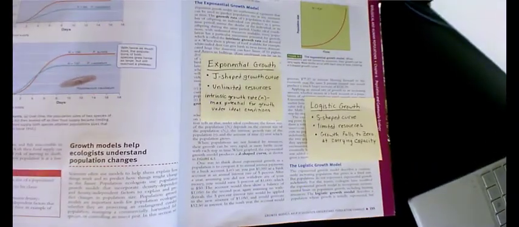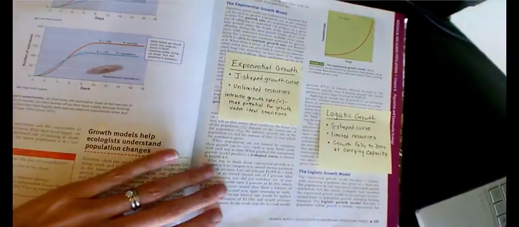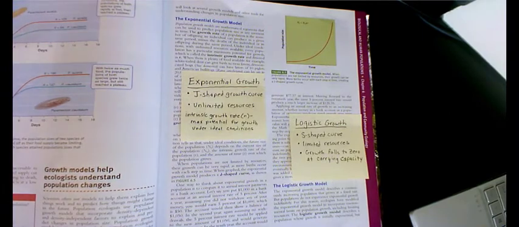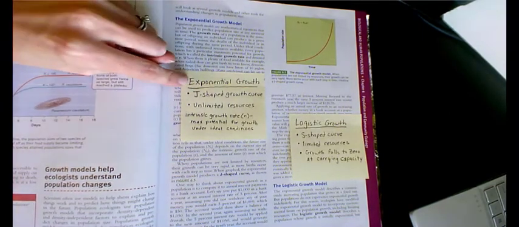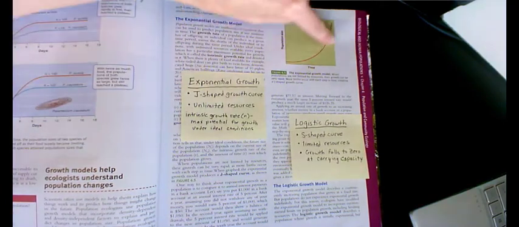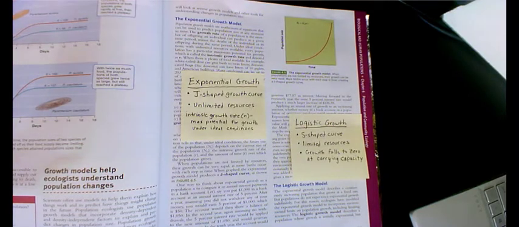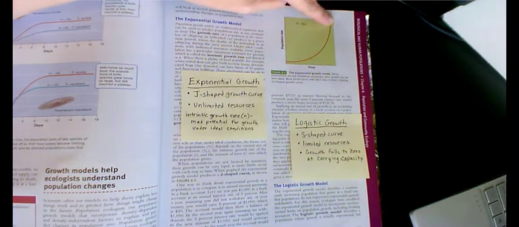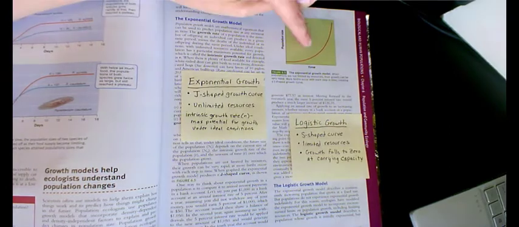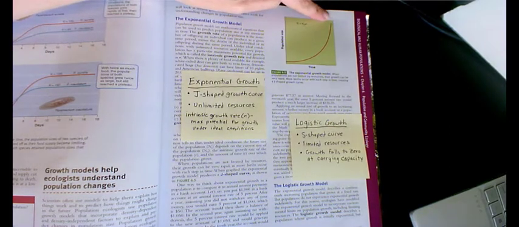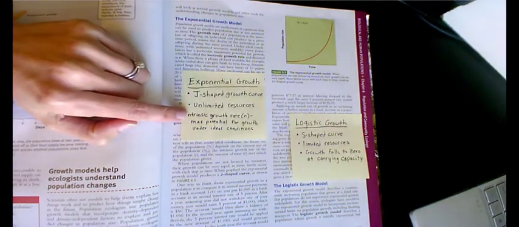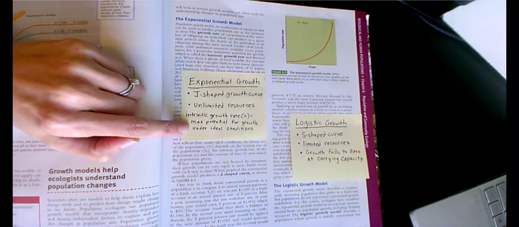Then it's time to look at some growth models. So they've made several models to help understand how populations grow, and there are 2 different types of growth: exponential growth and logistic growth. Exponential growth is the J-shaped growth curve, and this happens when there are unlimited resources. So this would be the population growing exponentially with no limits of any kind. Intrinsic growth rate is the max potential for growth under ideal conditions.